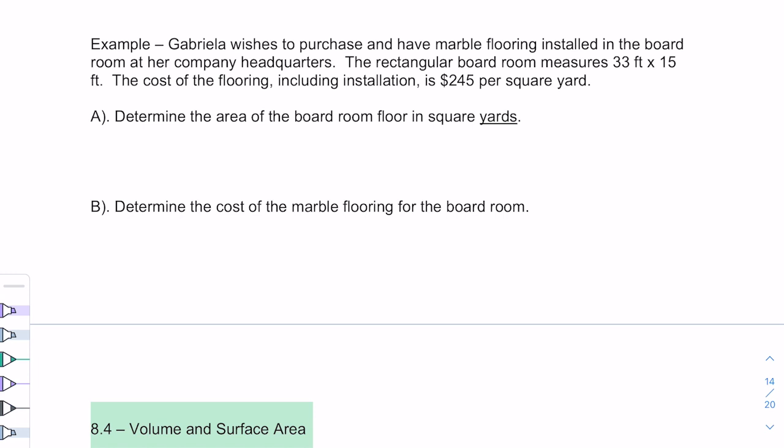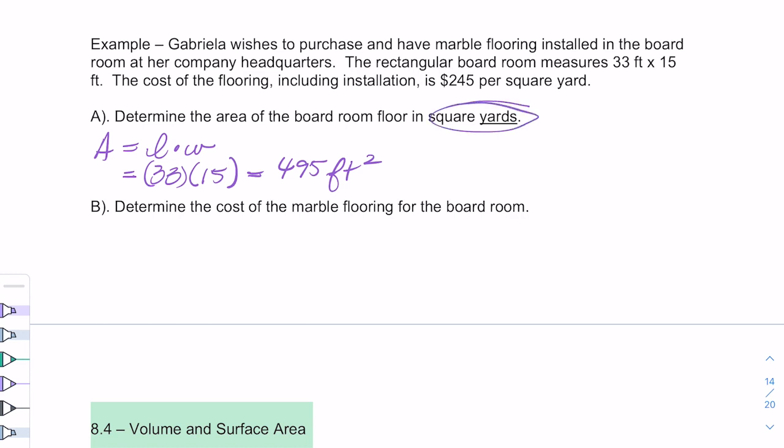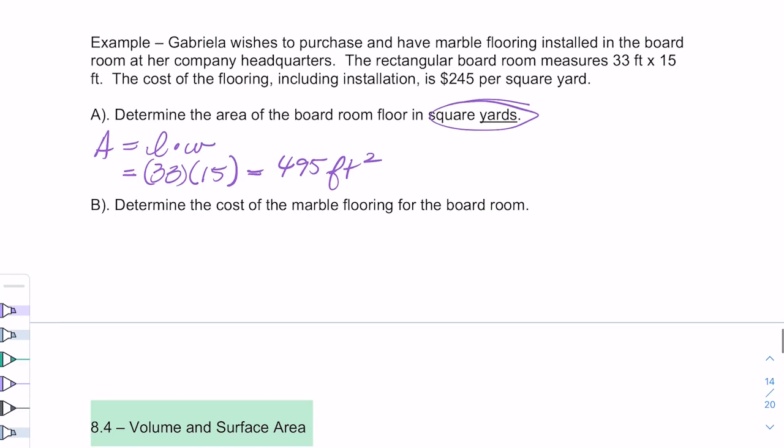So the first thing I need to do is find the area, and we know that it's a rectangle. How do I find the area of a rectangle? Length times width. So I'm just going to multiply 33 times 15. And the area comes out to be 495 feet squared. The answer needs to be in terms of square yards, so I have to convert. The conversions we did earlier are going to help us figure this out. What I need to do now is figure out the relationship between feet and yards. Do you know how many feet are in 1 yard? There's 3 feet in 1 yard.